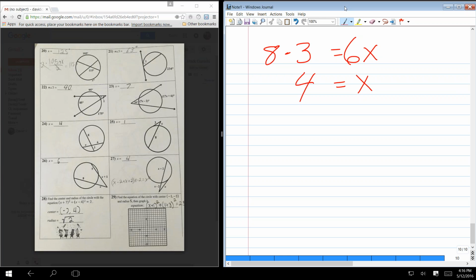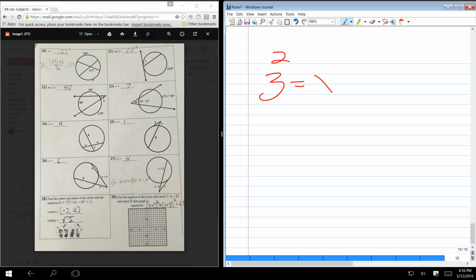Now let's look at 25. In 25, we're outside the circle, and it's not the same equation. You might be tempted to say that 3 times 3 is equal to x times 8. Not true. It's true that we're going to take 3 squared, but it's equal to the segment that's outside the circle, that's x, times the entire length of the secant line, which is x plus 8. So that's the equation.